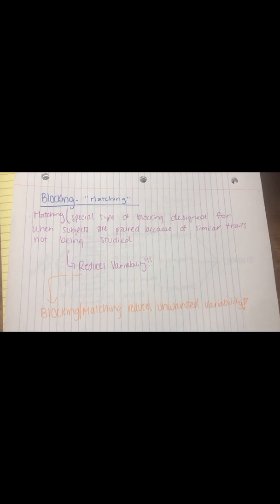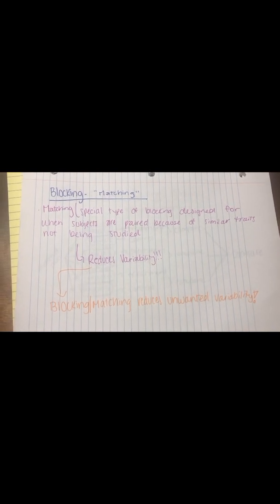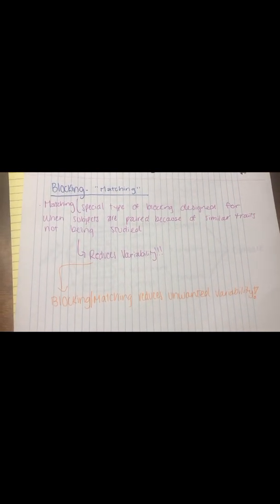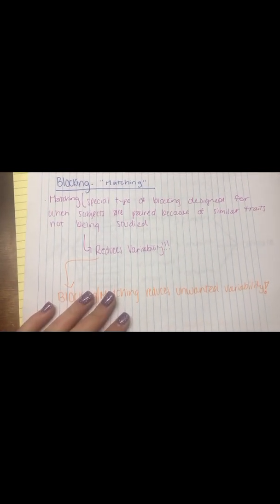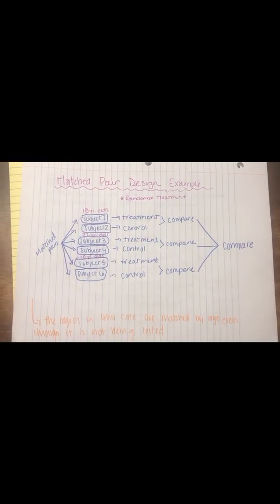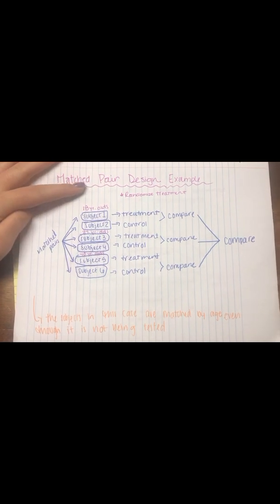So there is a special type of blocking called matching. It's a special type of blocking designed for when subjects are paired because of similar traits not being studied. The big thing about blocking and blocking that includes matching is that we want to reduce unwanted variability. Here we have an example of the matched pair design, and we still randomize our treatment.